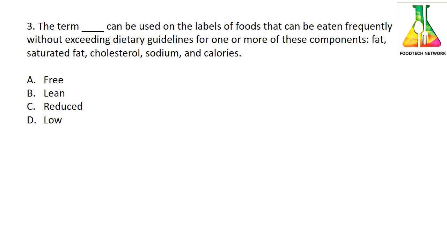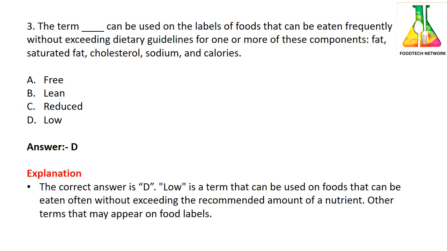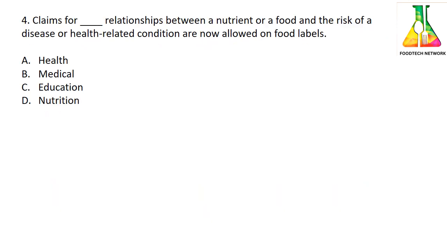Question number 3. The term dash can be used on the label of a food that can be eaten frequently without exceeding the dietary guidelines for one or more of these components: fat, saturated fat, cholesterol, sodium, and calories. Option A is free, option B lean, option C reduced, and option D. There is option D, that is low. Low is a term that can be used on a food that can be eaten often without exceeding the recommended amount of nutrients.